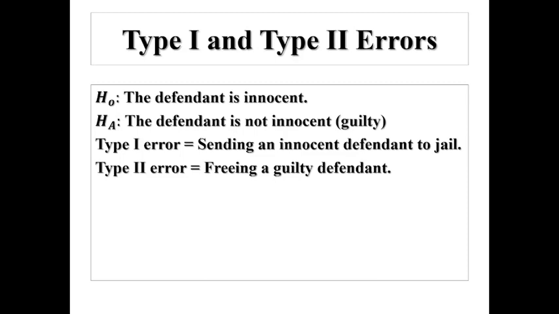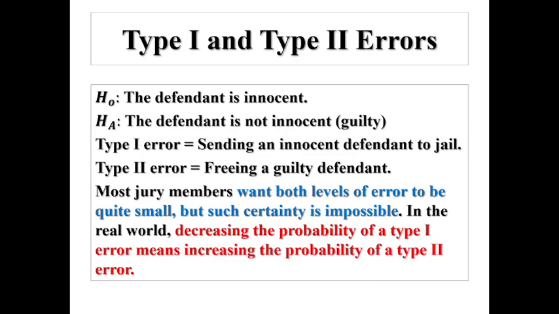Okay, then, most jury members want both levels of error to be quite small. Even though type 1 error is more serious than type 2 error, the jury likes to put these errors as small as possible. Okay? But such certainty is impossible. In the real world, decreasing the probability of type 1 error means increasing the probability of type 2 error. What does that mean?